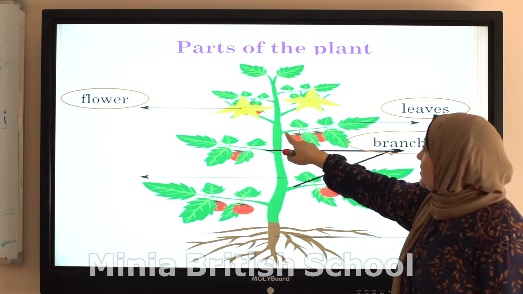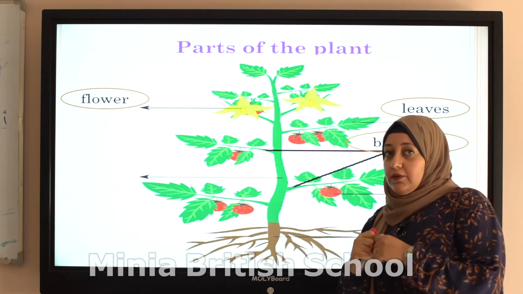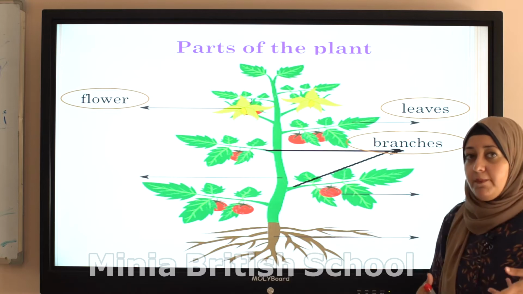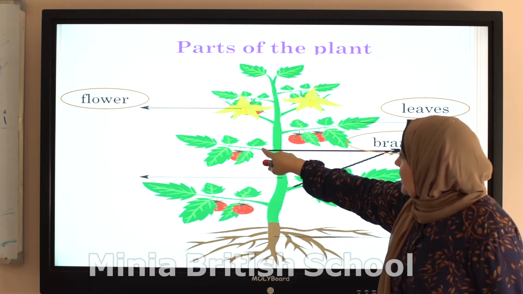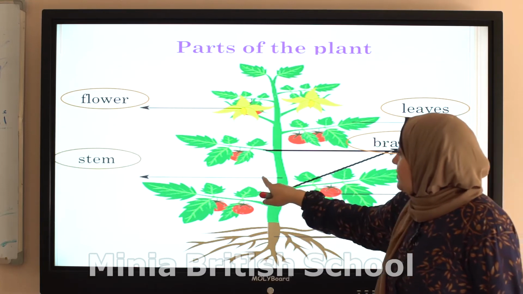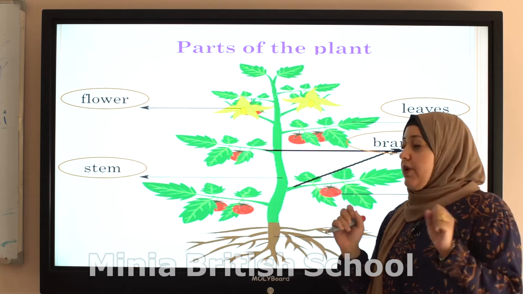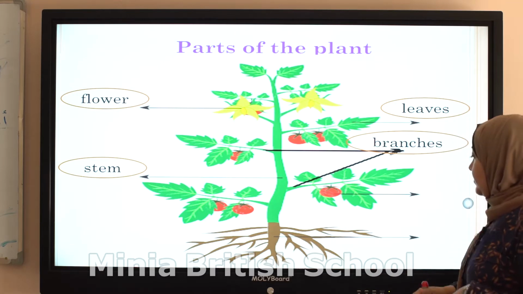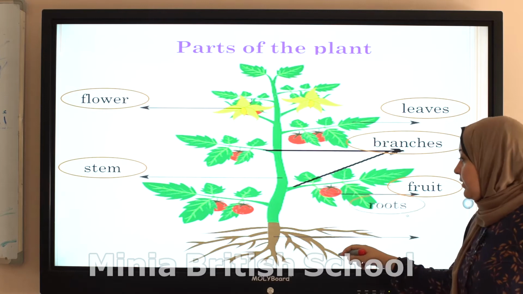branches. These are the branches from which the leaves can grow out, okay? This is the newest one from the parts of the plant, which we will talk about later, inshallah. So this is called a branch, and this also is called a branch, and this also is called a branch from which the leaves can grow out. We have the stem, we knew it from last year too, and we have the fruits, then we have the roots.